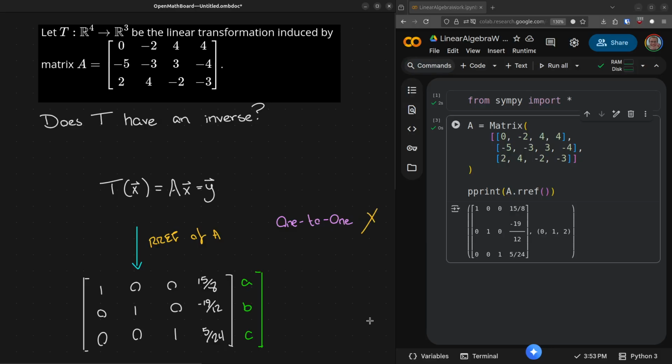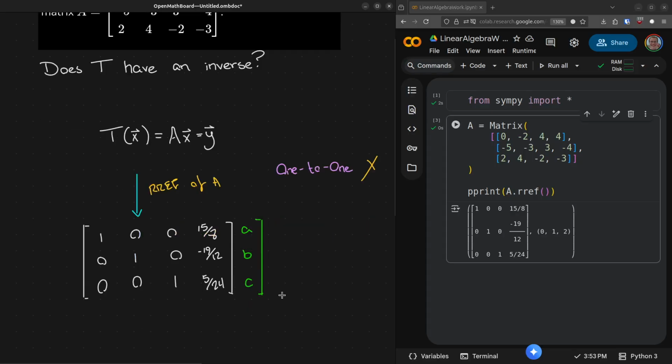No. One-to-one means it will only have one solution when there is a solution. Okay? There's only one x for every y in the image of T. Okay, so not one-to-one. So right there, we know that this isn't going to be an invertible transformation. But just to get practice, let's see if this is an onto function.